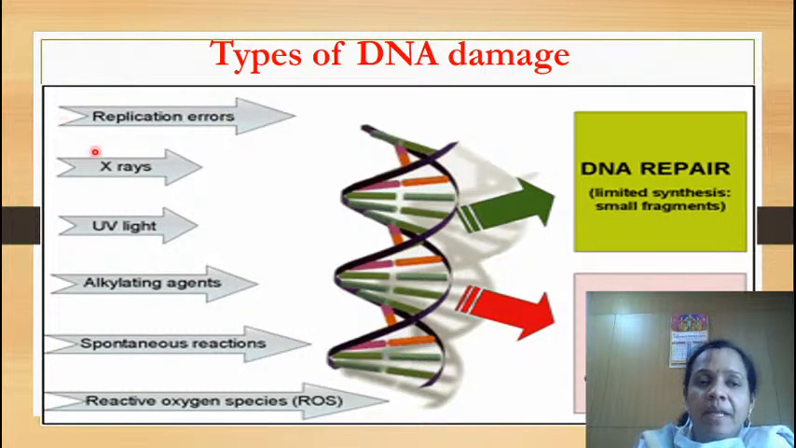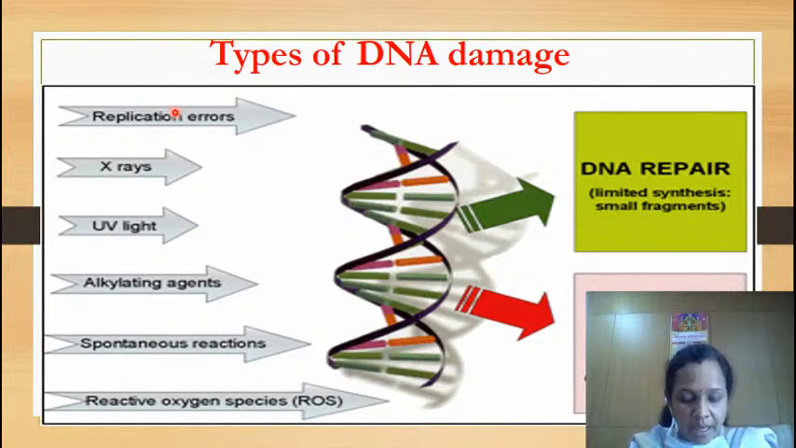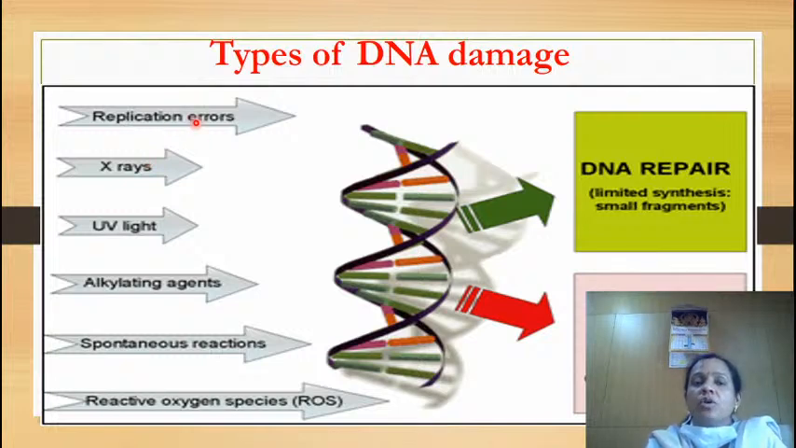It can be during replication errors. We have seen that replication errors are very common. There are many replication errors that would be happening, and proofreading and all those things have to be done. So replication errors are one of the commonest causes for misalignment of the DNA.